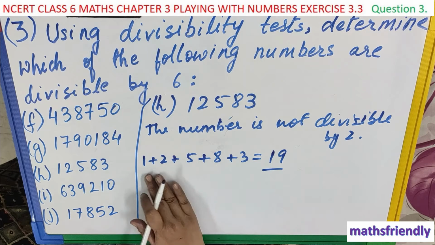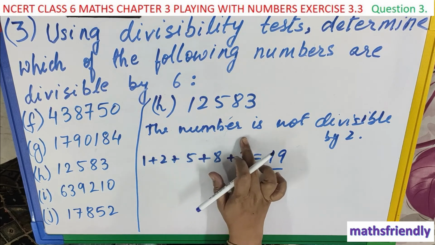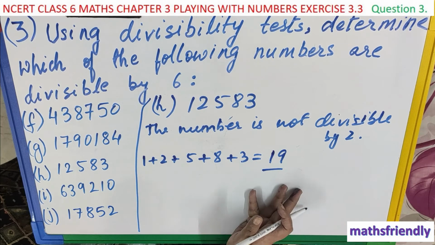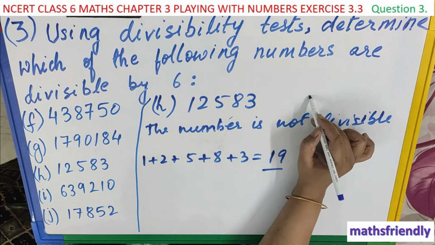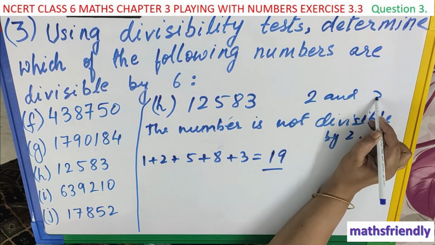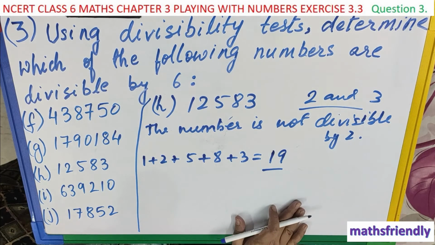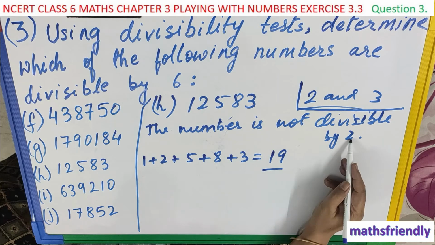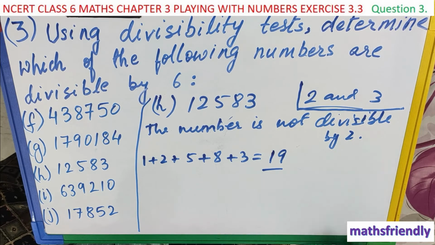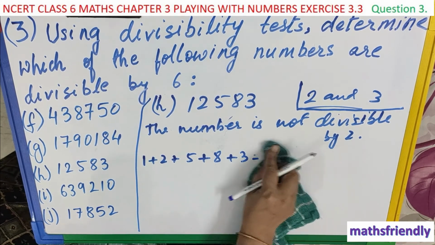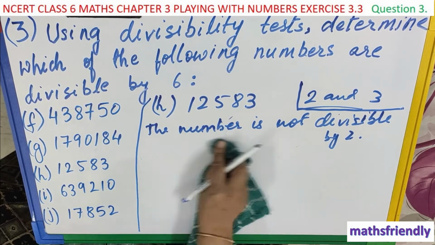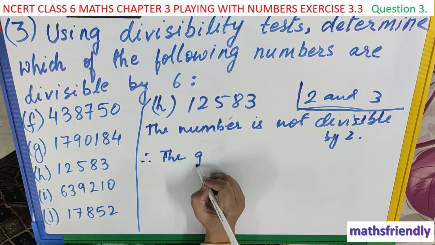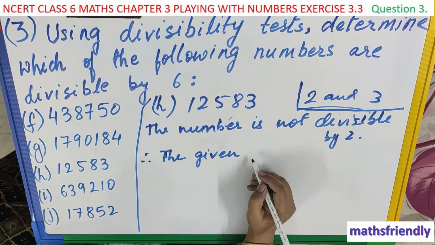Or no need to do this, because the number is not divisible by 2. So we can say that the number is not divisible by 6, because it has to be divisible by both 2 and 3 for its divisibility by 6. First we saw that the number is not divisible by 2, so we can say that directly; we need not check for 3. Therefore the given number is not divisible by 6.